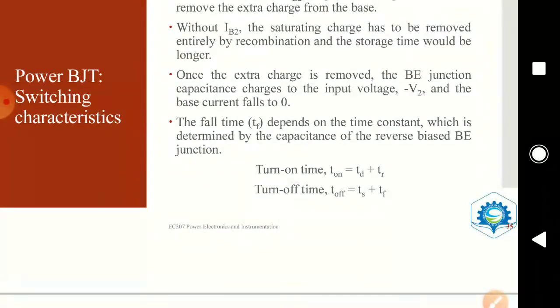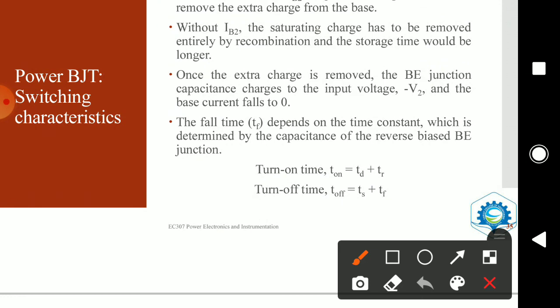All of these have already been discussed. You can see that the turn on time is the sum of TD and TR, that is the delay time and the rise time. Delay time was the time required for the capacitors to get charged, and the rise time was the time required for the collector current to increase from 10% of maximum value to 90% of the maximum value. And the turn off time is the sum of the storage time as well as the fall time.